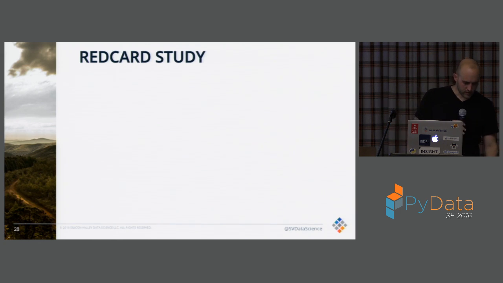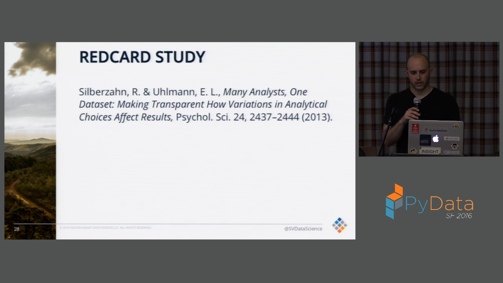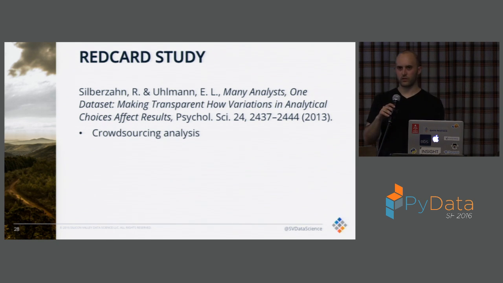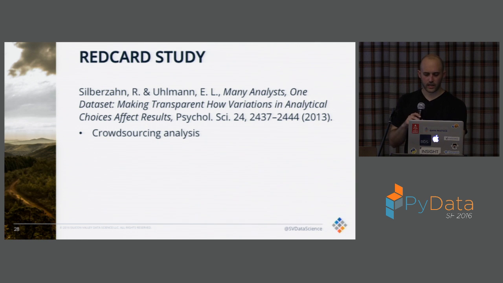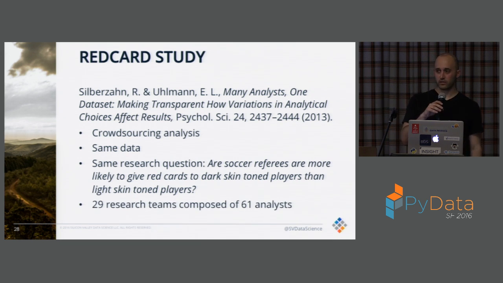So I'd like to go into another study that was done on the rates of red cards being given to players. It comes from this paper here, which is called Many Analysts, One Data Set: Making Transparent How Variations in Analytical Choices Affect Results. So they crowdsourced their analysis. They put out a call for analysts to do some analysis on some data that they had. They gave every team of analysts the same data and the same exact research question: are soccer referees more likely to give red cards to dark skin-toned players than light skin-toned players? They had 29 research teams composed of 61 total analysts.